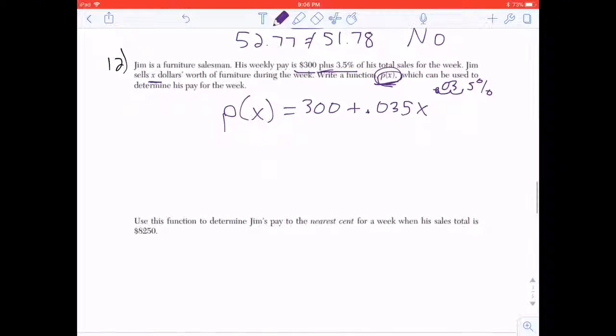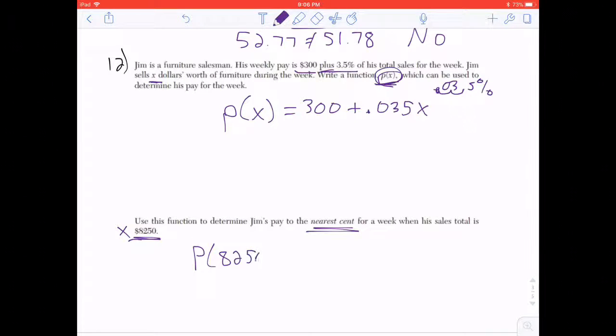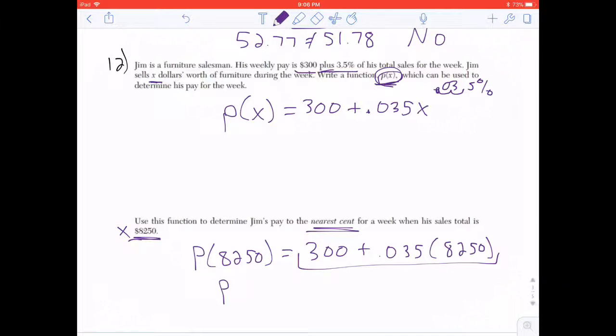Down below, we're going to now use this equation. It says use this function to determine Jim's pay to the nearest cent for a week when his sales total is $8,250. So that is X in this case. So we have P of 8250, I'm replacing X with 8250, equals 300 plus 0.035 times 8250. Okay, again, I plug this whole thing into my calculator, and Jim is going to make $588.75 for the week.